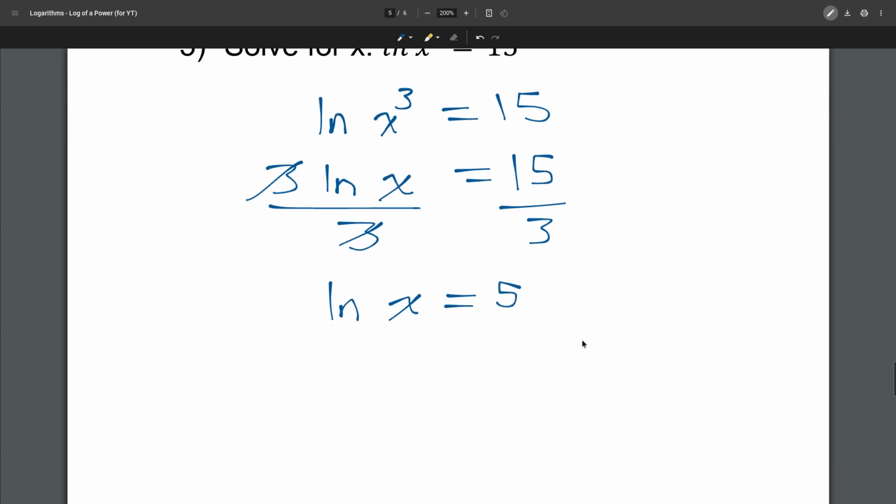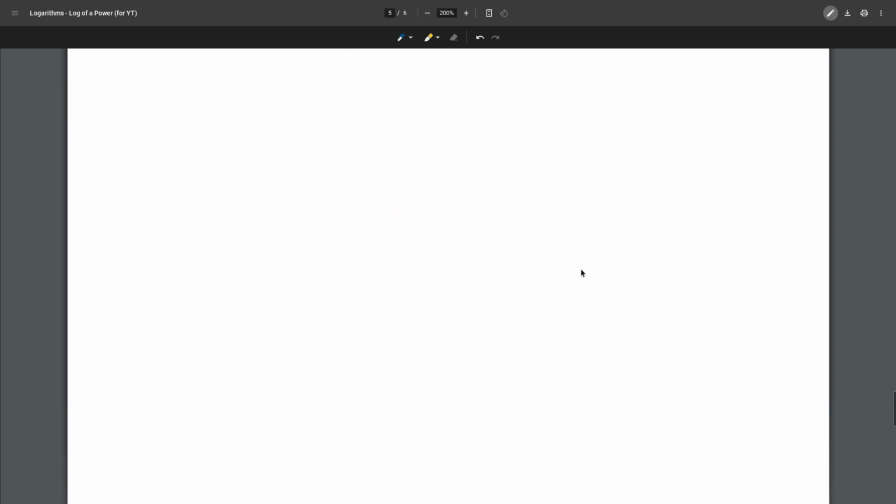And rewriting this as an exponential equation, we're going to write it as e to the 5th power equals x. Okay, and this is the most accurate way we could leave the solution to this one, so I'm going to leave it as x equals e to the 5th. All right, let's try one more.